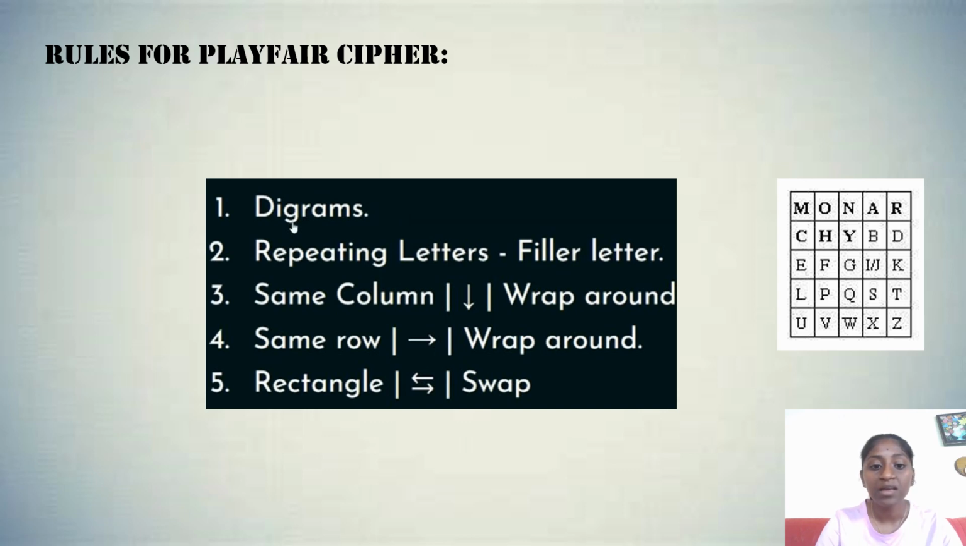Rectangle. If the letters are present in a rectangle, for example, A and T, here we need to form a rectangle. When it forms a rectangle, we need to follow the method called swap. That is, A is swapped with R and then S is swapped with T. Here we have to form a rectangle only for the letters which we have taken.